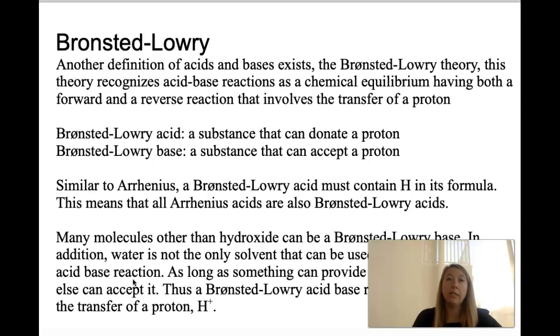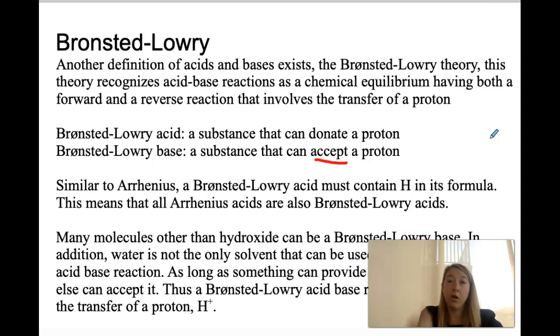Okay, so in the Bronsted-Lowry definition, what we are looking at is a substance that can accept a proton. So we're going to be able to put a proton onto that particular substance. Again, remembering that a proton is a hydrogen ion. So we're basically looking at that hydrogen ion moving from the acid over to the base. So acids are known as proton donors.